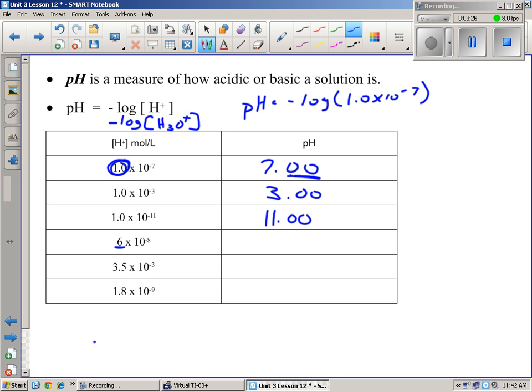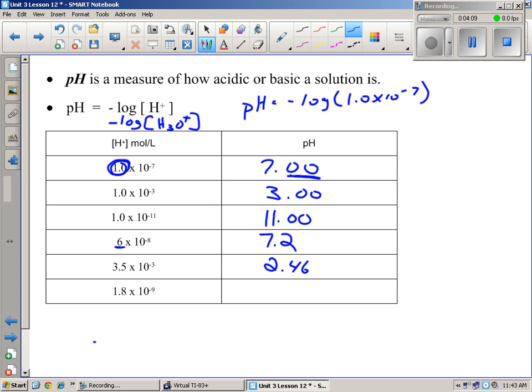6 times 10 to the negative 8, that's 1 significant digit. So as an answer here, I think you get 7.22, if I'm not mistaken. We only need 1 significant digit, so only 1 after the decimal, 7.2. 3.5 times 10 to the negative 3, what does that work out to be again? 2.46, isn't it? Yeah, 2.46. Close. Maybe just rounded too much, or maybe just typed it in a little bit wrong. 2.46 is what you'll get for that one.